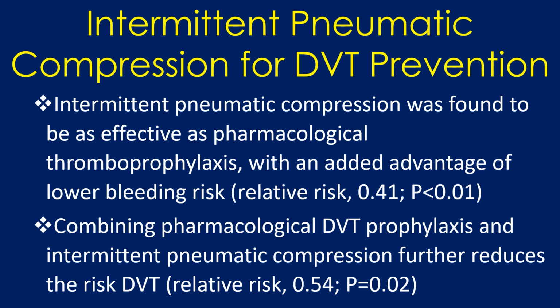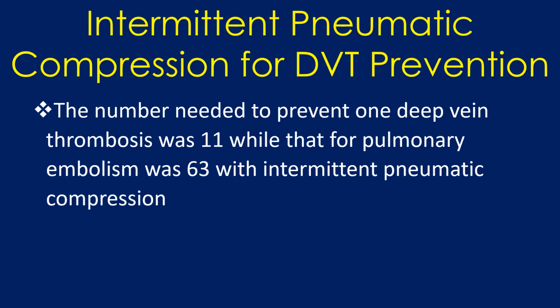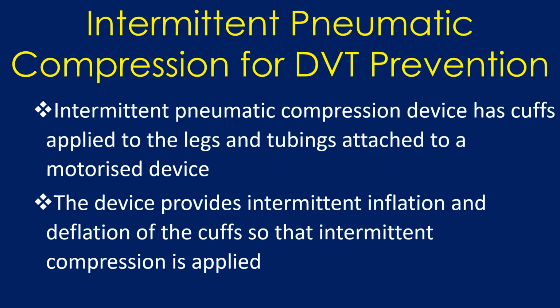Combining pharmacological DVT prophylaxis and intermittent pneumatic compression further reduces the risk of DVT. The number needed to prevent one deep vein thrombosis was 11, while that for pulmonary embolism was 63 with intermittent pneumatic compression. Intermittent pneumatic compression device has cuffs applied to the legs and tubings attached to a motorized device.